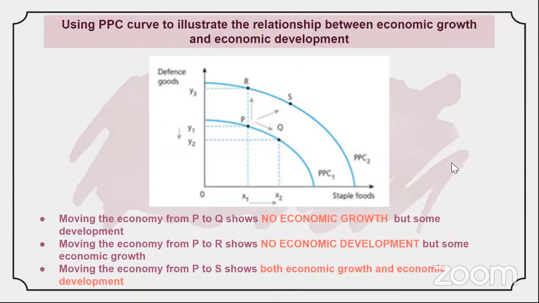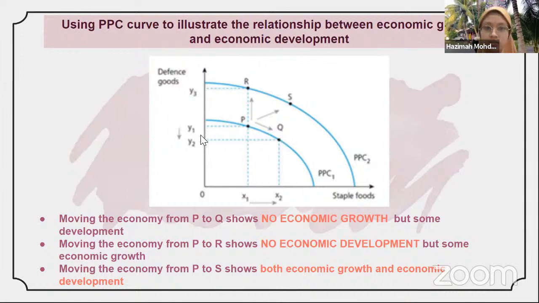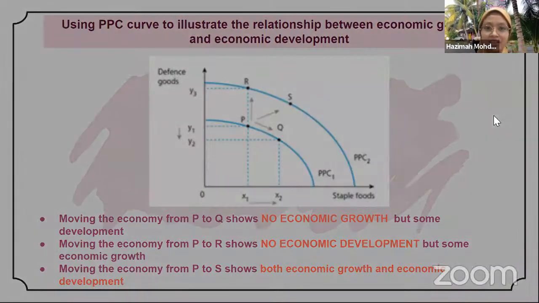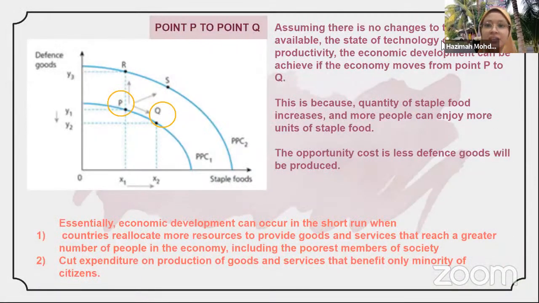Cima nak tanya boleh? Okay. Yang P to Q tu kan no economic growth but some development, meaning dari P to Q kan defense good decrease. So kalau defense good decrease, meaning development ke? Defense good decrease. Okay, kejap. Nanti I explain dekat next slide. Kejap, point P to Q macam ni. Okay, explain slide dulu, nanti I terangkan balik.